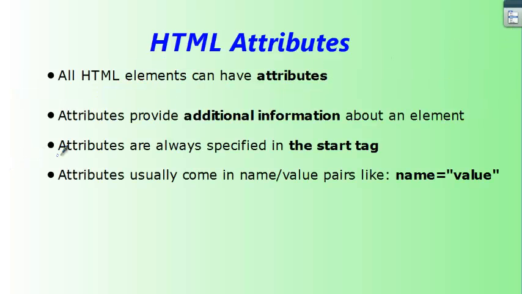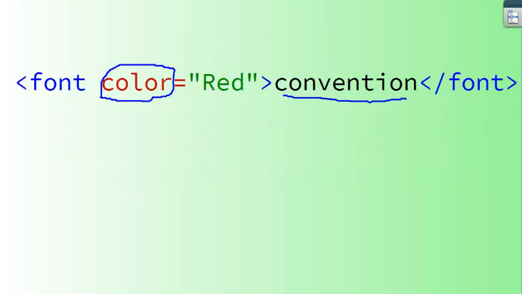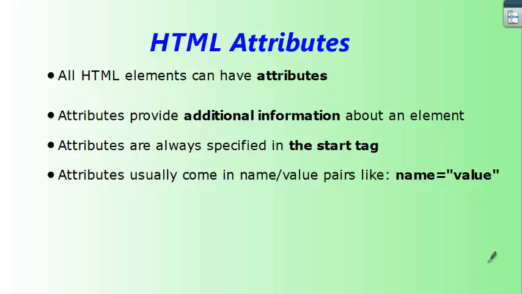The third one says attributes are always specified in the start tag. So on the previous one, you could see that all attributes are always located in the front, or the opening tag, of HTML. And lastly, attributes usually come in name and value pairs, like name equals value. Now let's move forward to see how this is properly explained.